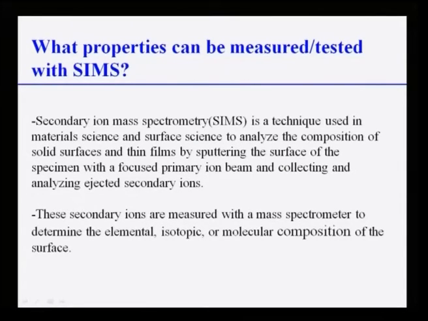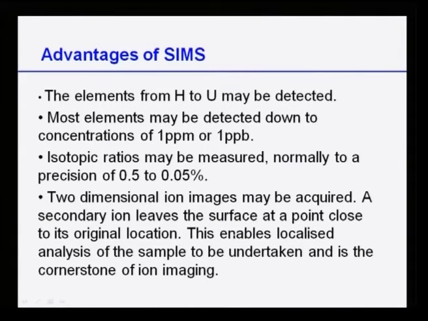Secondary ions are then measured using a mass spectrometer. You can do elemental, isotopic, molecular composition of the surfaces. Actually you can measure elements from hydrogen to uranium, not hydrogen actually, you can do lithium to uranium very easily. You can detect elements down to concentrations from 1 ppm to 1 ppb. Isotope ratios can be measured. Isotope ratios means if your oxygen has 3 or 4 isotopes, the abundance of the isotopes can be determined normally to a precision of 0.5 to 0.05%, which cannot be done using any other technique.